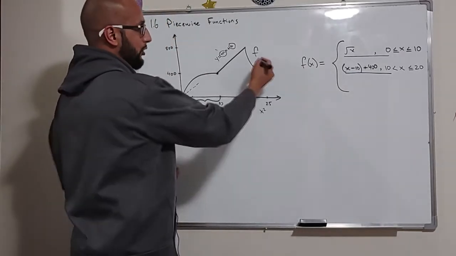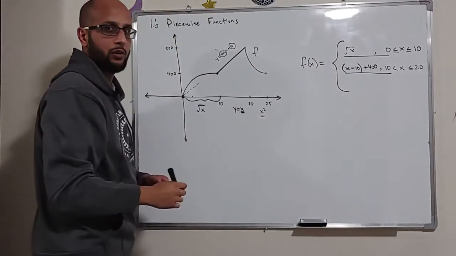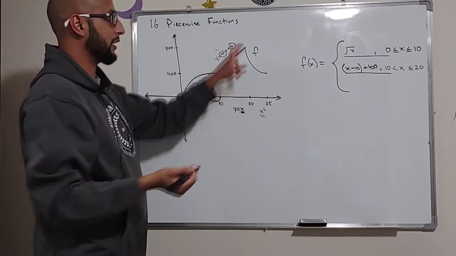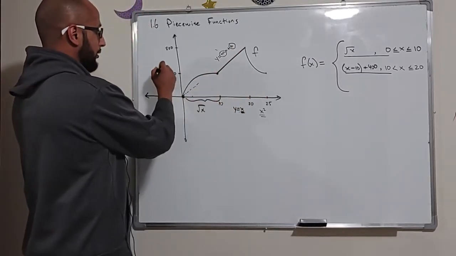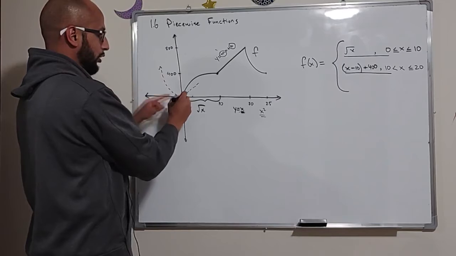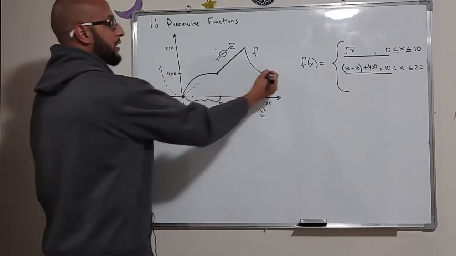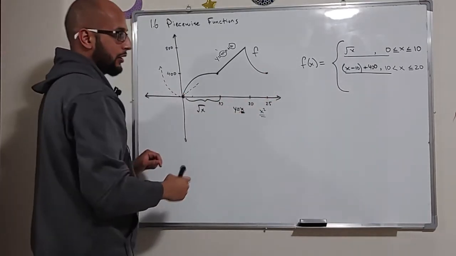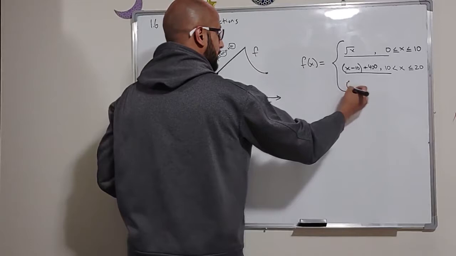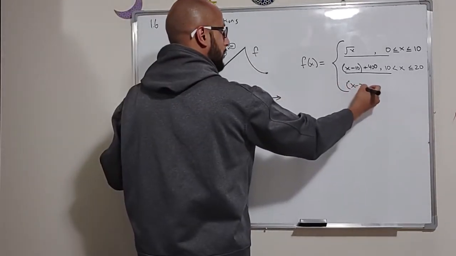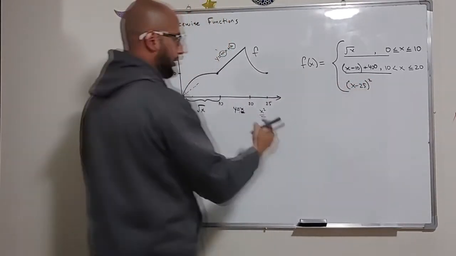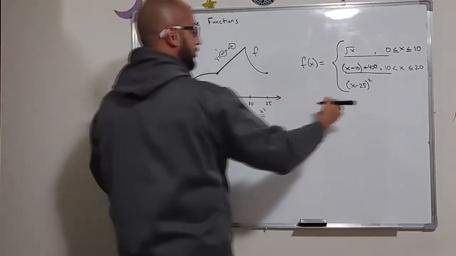The third function I know is the x squared function. What I don't know about it is where the vertex is. Now again, the regular x squared function has a vertex at 0. This function has a vertex here. So what I'm going to do is shift it to the right by 25. So it becomes x minus 25 squared and go up by 400.